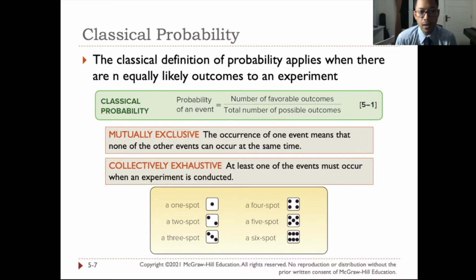One example of a classical probability is, what is the probability of getting a 2 spot when you roll a die? Well, the number of favorable outcomes is only 1, so that's one 2 spot, and there are 6 possible outcomes when you roll a die. So in that particular case, the probability of the event will be 1/6.